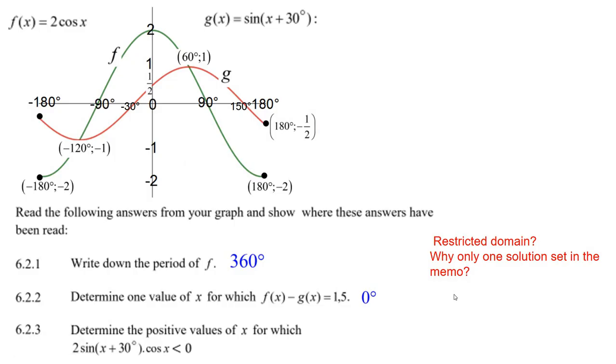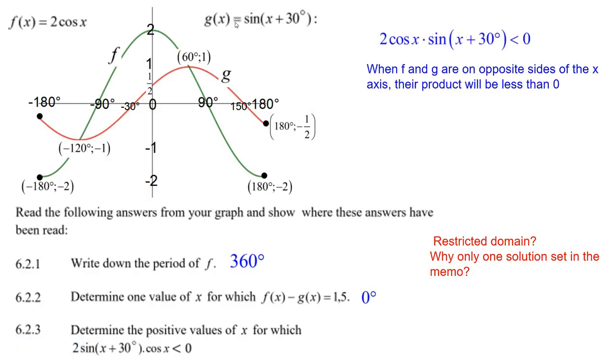Now, the next questions people find a little bit tricky. It says determine the positive values for which 2 cosine x, this times cosine x, will be less than 0. Well, they kind of make it a little bit tricky. I can move this 2. This 2 here, I can put it in front of the sine or I can put it in front of the cosine, and it's the same equation. So let's put it like this to make it easier to see. Where does the product of these two functions be a negative number?